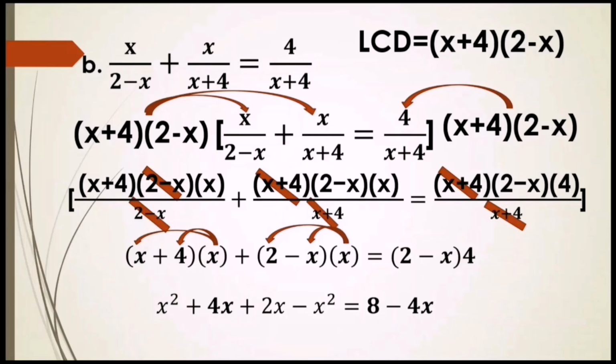Negative x times x is equals to negative x to the second power. 4 times 2 is equals to 8. Then 4 times negative x is equals to negative 4x. Our answer is x squared plus 4x plus 2x minus x squared is equals to 8 minus 4x.